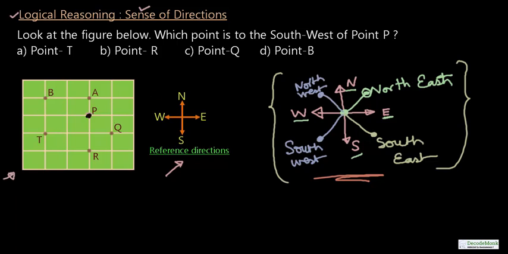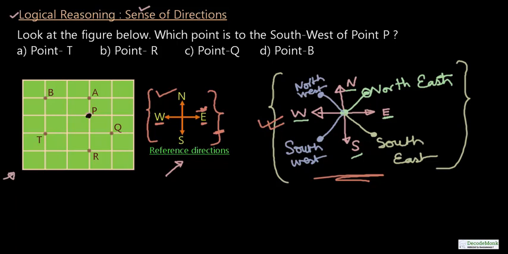Now, this reference direction may or may not be given in the real Olympiad exam, but this is the thing that you have to remember, or this thing, both are same. So this is the standard reference direction we follow. You must be knowing that sun rises in the east direction, or you can say the direction from where sun rises is east, and the direction where sun sets is west.